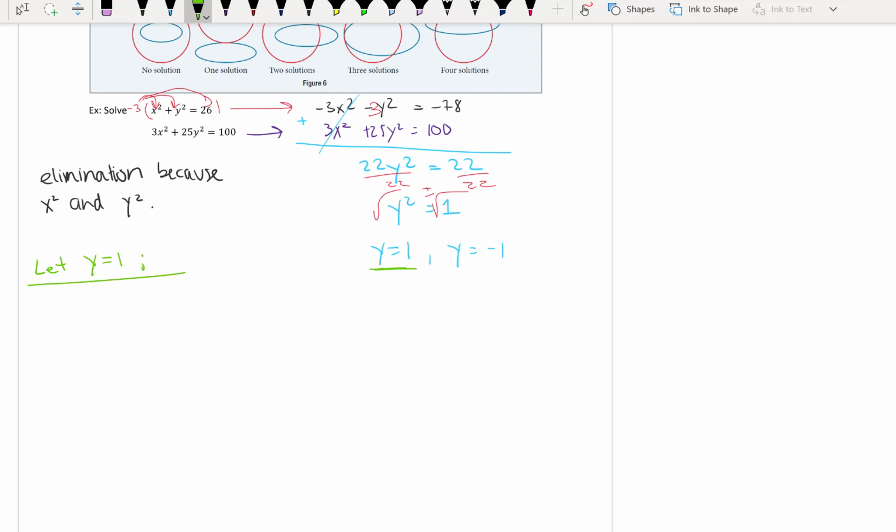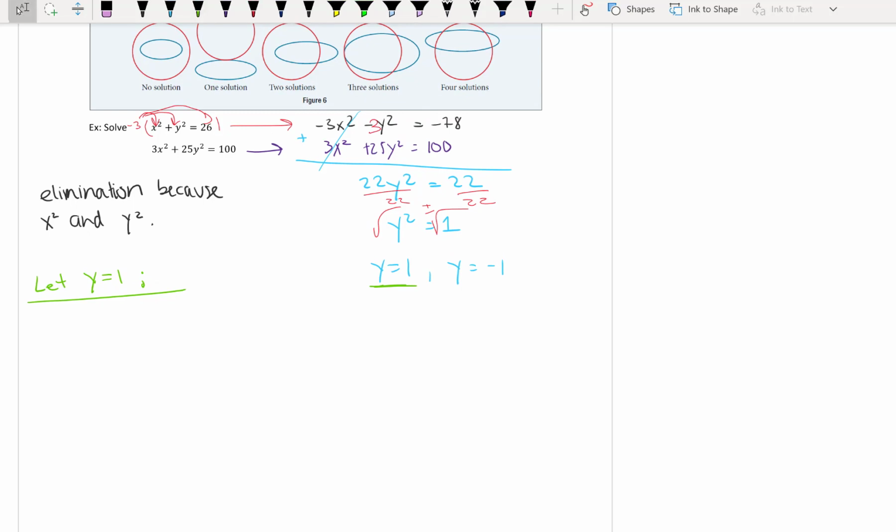Let's see what happens when y is equal to 1. Well, let's work with this equation, and I'm going to work with the top equation just because it looks a little bit nicer. So I have x squared plus y squared is equal to 26. So x squared plus 1 squared is equal to 26. And that value that I'm plugging in for y is 1. So now I have x squared plus 1 is equal to 26. So then x squared is equal to 25.